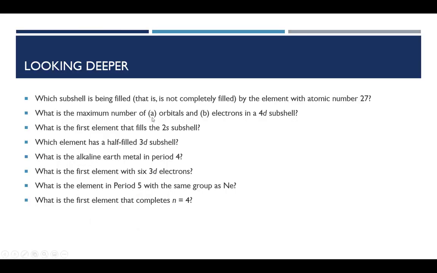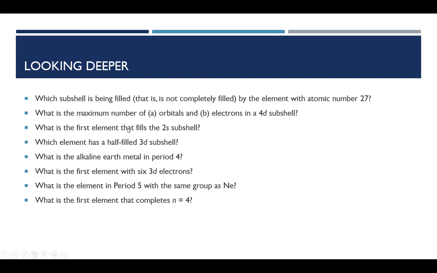What is the maximum number of orbitals and electrons in a 4D subshell? Well, this answer would pertain to all D subshells. We know that D subshells always come in a set of 5 orbitals. So the answer to A would be there's 5 orbitals. And if we fill those completely with electrons, each orbital can hold 2 electrons, so 5 times 2, 10 electrons would be the maximum number that could fill a 4D subshell.